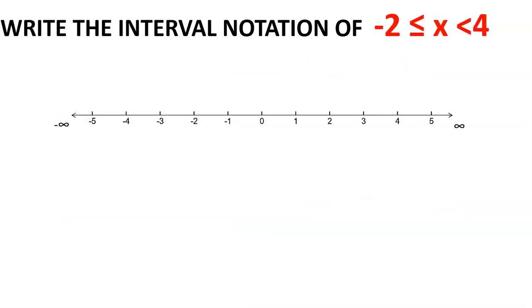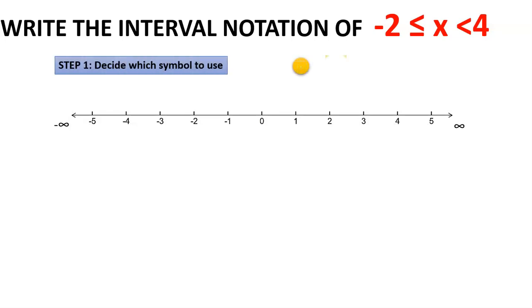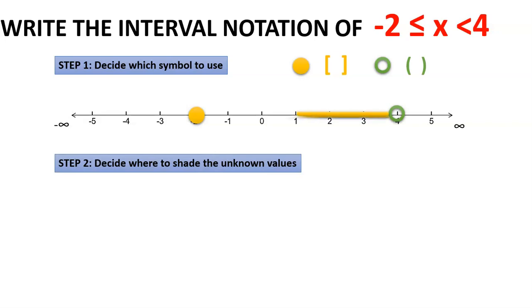Okay, next. This one is a compound inequality. We're going to write the interval notation of -2 is less than or equal to x is less than 4. Step 1, we always have to decide which symbols we're going to use. You'll notice here on the -2 it shows equality, but on the 4 it does not. So I used two different symbols this time, a closed circle and an open circle. Next, we're going to decide where to shade the unknown values. The unknown values of x are in the middle of these two circles.